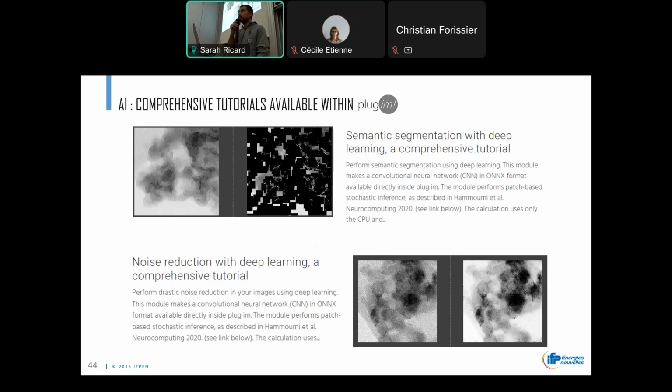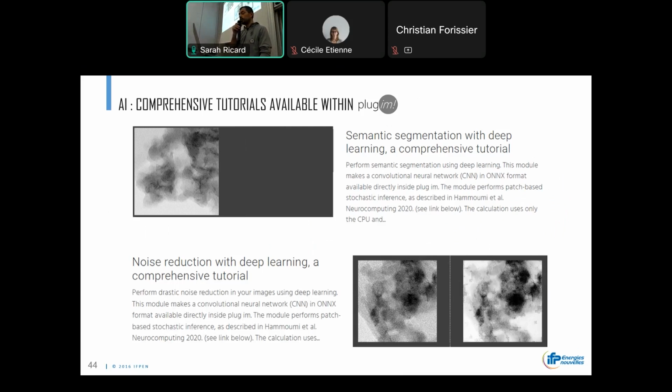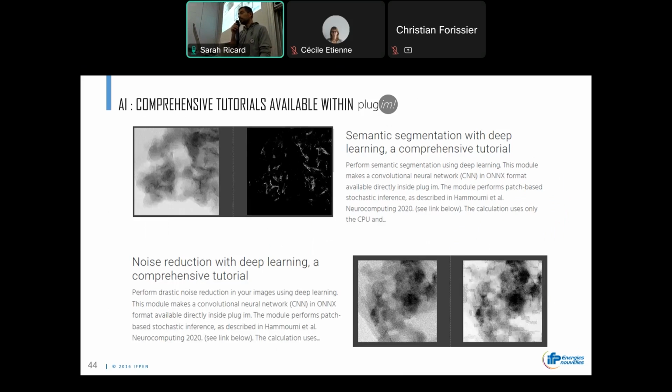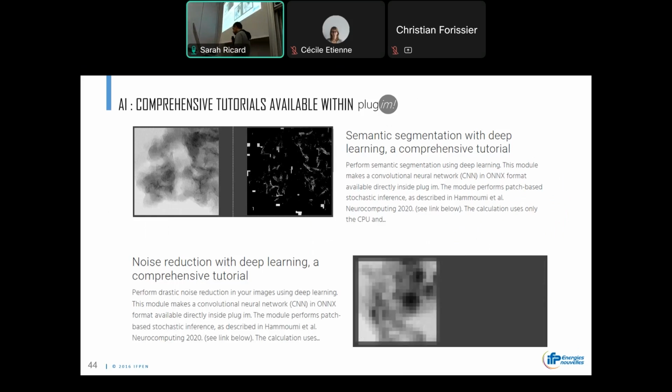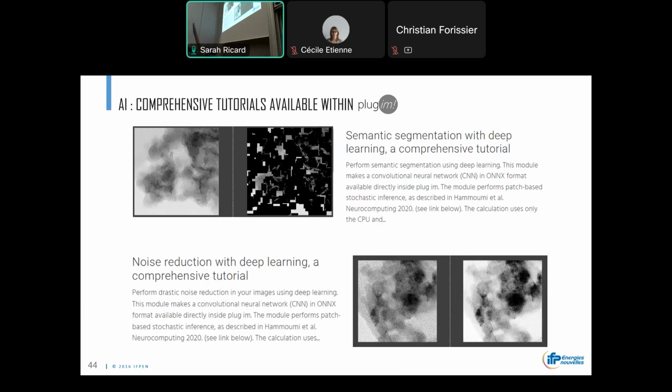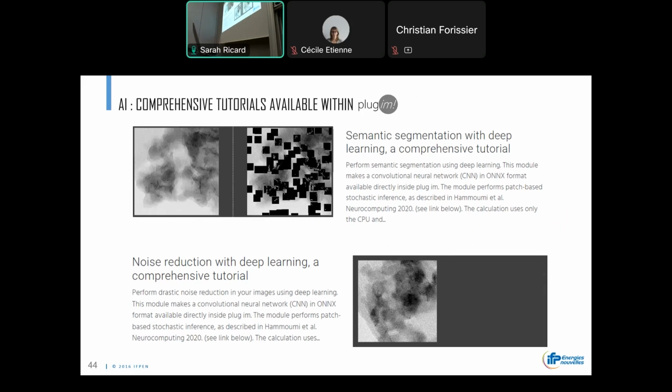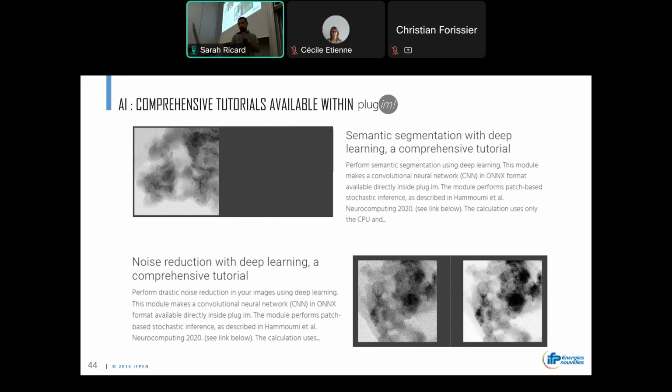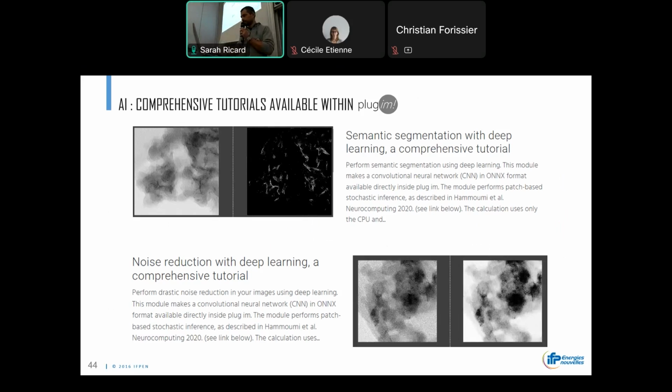One tutorial concerning semantic segmentation, and one other that is quite similar for the noise reduction. So it provides you some way to install a Python environment. It gives you some Jupyter notebook and Python script to make the training yourself. So you are able with this tutorial to train networks yourself. And then you have your trained network. You can use it with Plugim, with a standard plugin. Okay. So don't hesitate to take a look at these two tutorials.